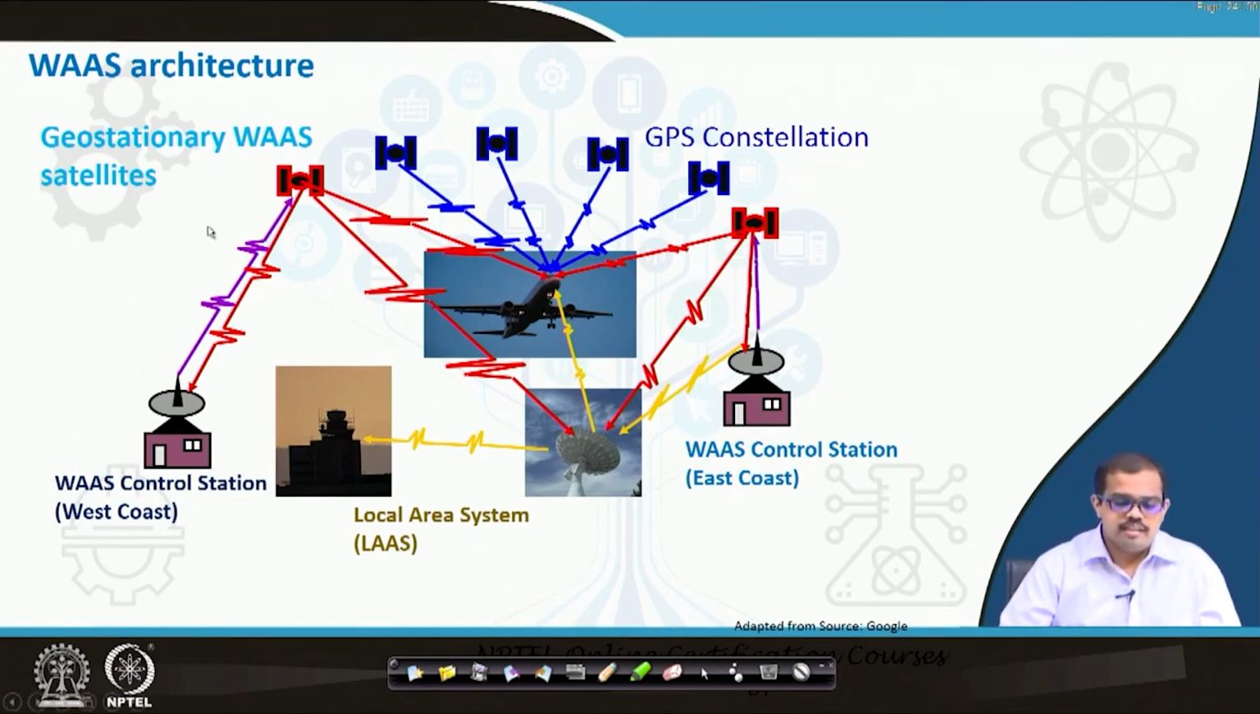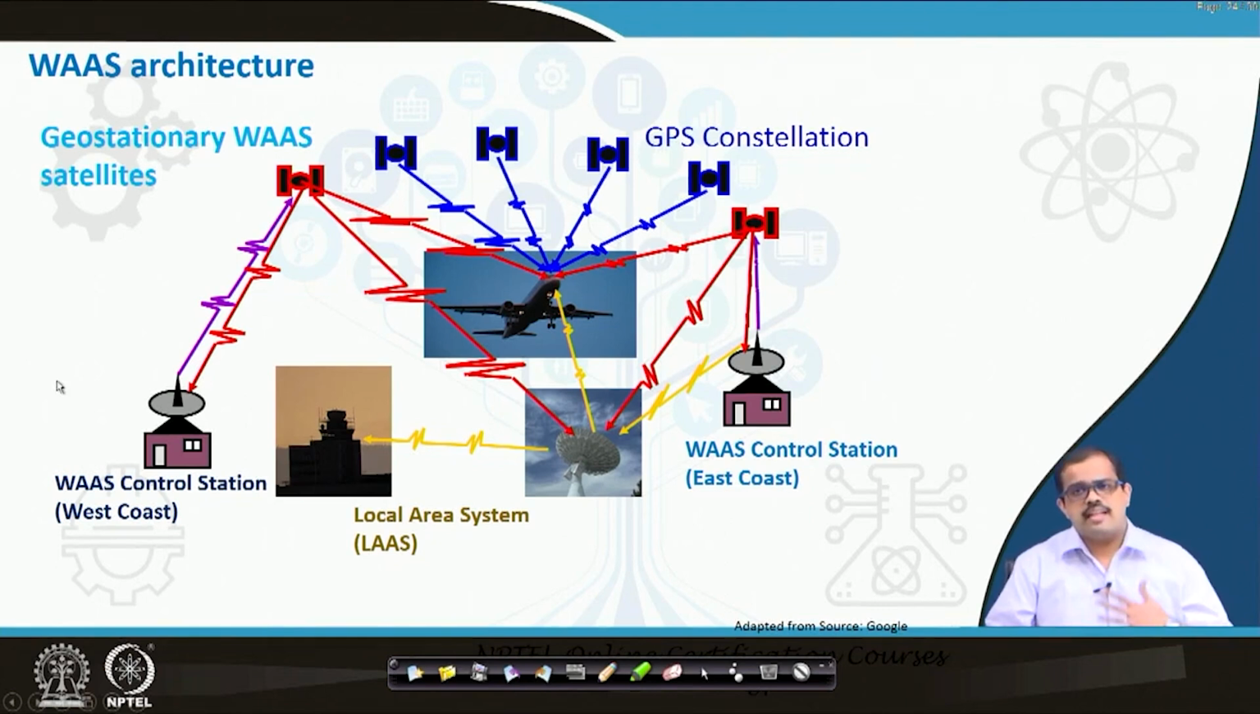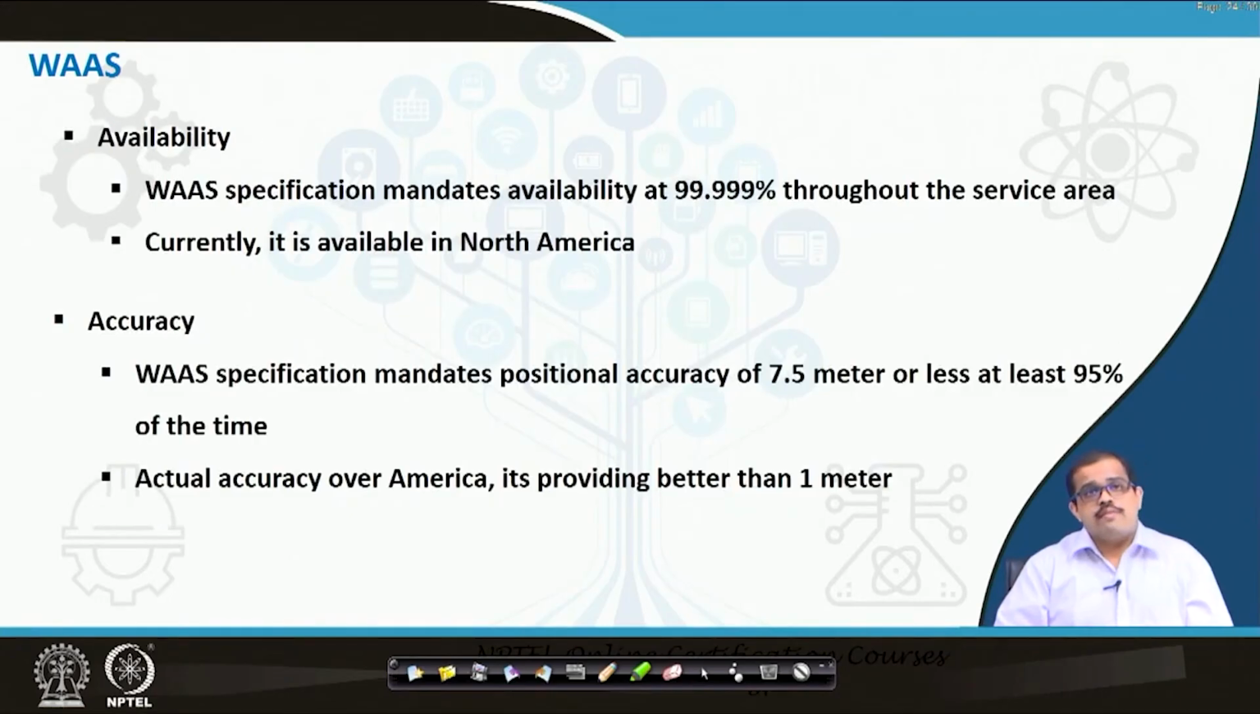Okay. This is how a WAAS architecture, or a WAAS system, works, and it is extremely helpful in terms of aerial and naval navigation. So, when we look at the WAAS system, the availability is extremely important. It mandates 99.999% service throughout the region or service area, and currently it is available in the northern part of America, but slowly being spread into different parts.